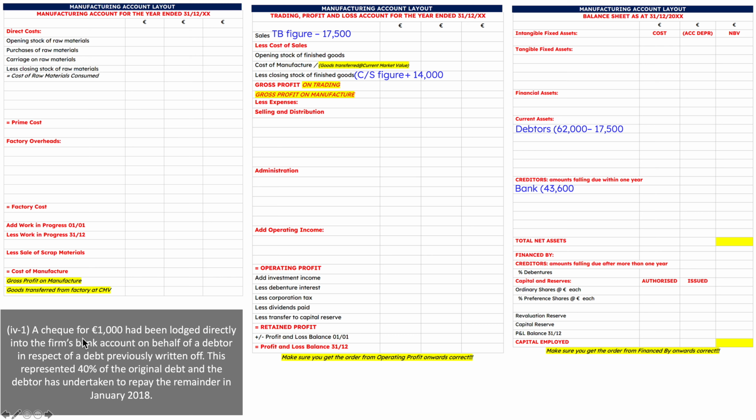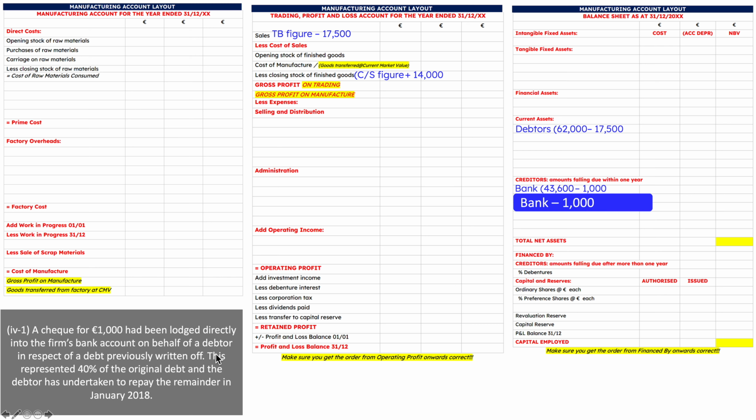For part 1, a cheque for €1,000 had been lodged directly into the firm's bank account on behalf of a debtor in respect of a debt previously written off. This represented 40% of the original debt, and the debtor has undertaken to repay the remainder in January 2018. Okay, so the bank figure here is bank overdraft. So 43,600 there. So a cheque for 1,000 was lodged directly into that. So the bank overdraft is going to reduce by €1,000.